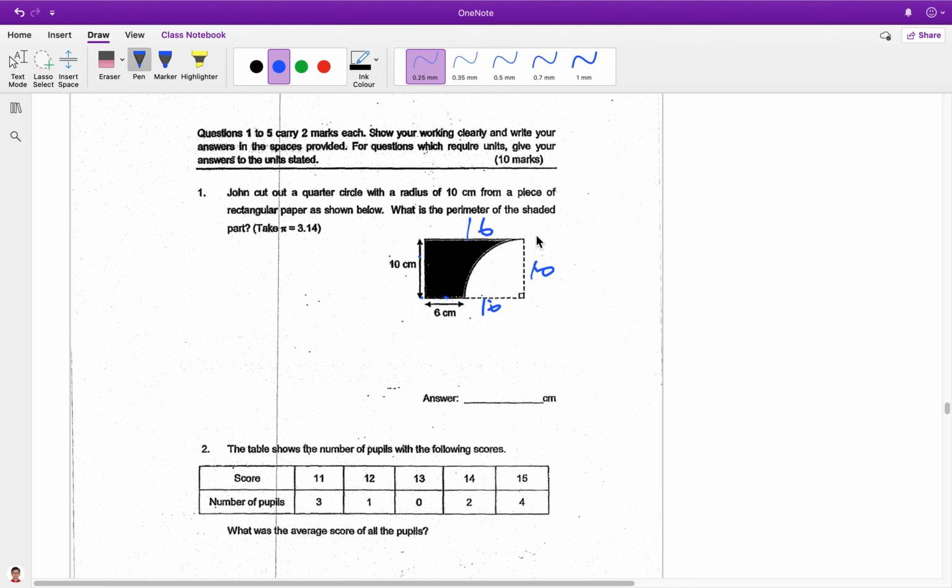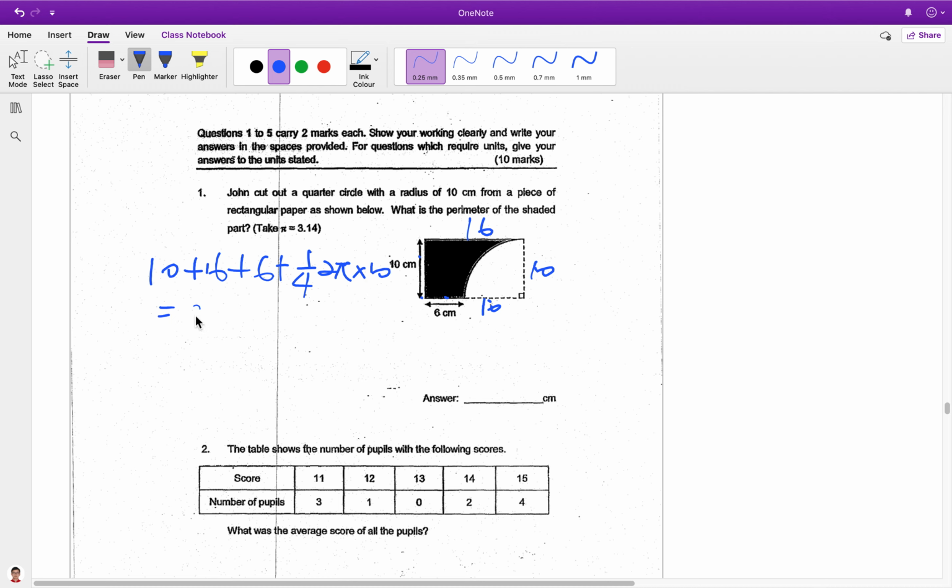Then the other part is a quarter of a circle. So it's 10 plus 16 plus 6 plus 1/4 of the circle. The circumference of a circle is 2 pi r, and r is 10.